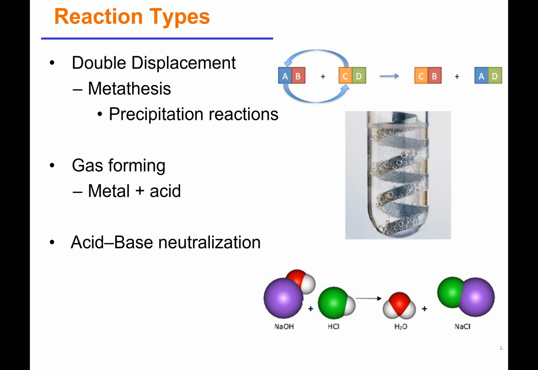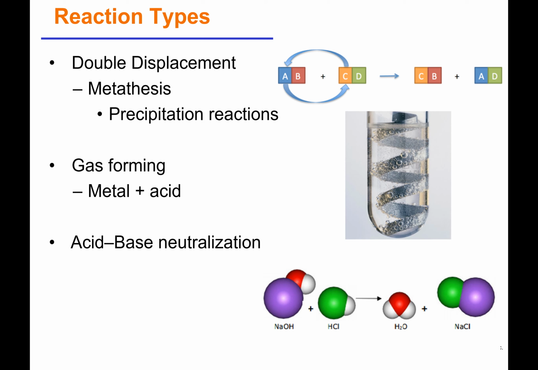Double displacement is exactly what it sounds like. So it means that we're displacing two things. So in our example here, we have AB plus CD giving us CB and AD. So what's happening there? So C and A are swapping places. Okay, so hence the name double displacement. So we're displacing two different things. C is displacing A and A is displacing C.